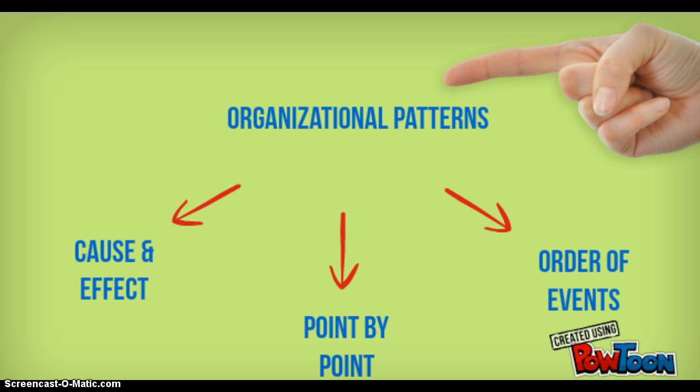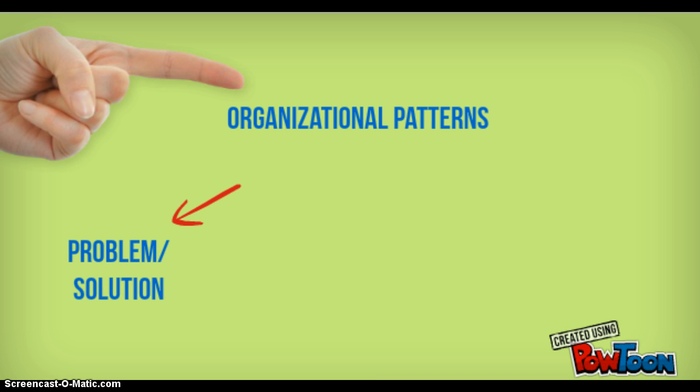Other examples of organizational patterns would include problem solution. Going back to the example of Romeo and Juliet, the problem is that you have two enemy families. So the solution that the friar thought would be fit to settle this problem would be to marry Romeo and Juliet. Thus, it would be this.